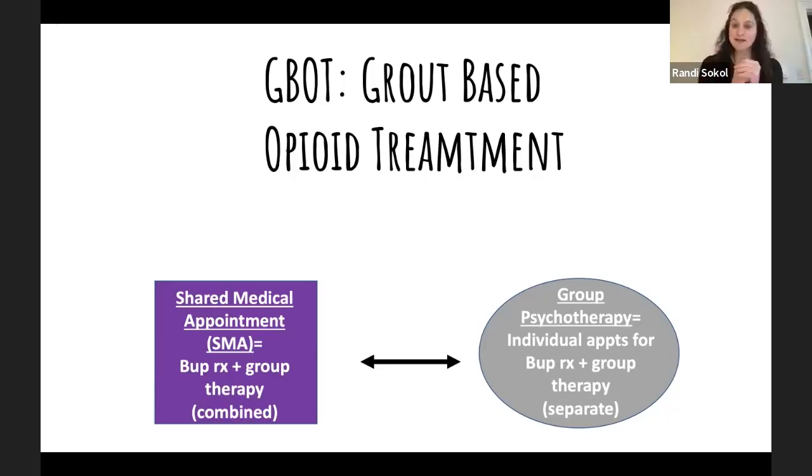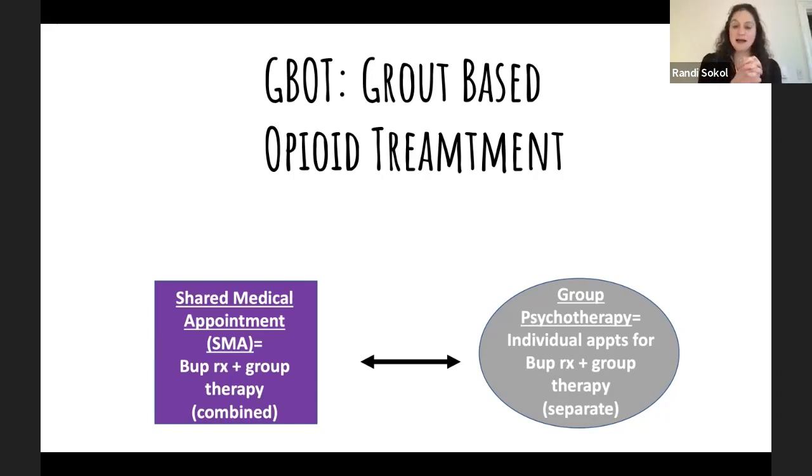There are different ways this has been implemented across our system, so I'll just share these with you briefly. I run shared medical appointments, which is basically where everything happens in group. The patient gets their prescription and they do group therapy. Then they leave, and they have primary care doctors outside of group that they see for other things. We reserve group just for addiction stuff.